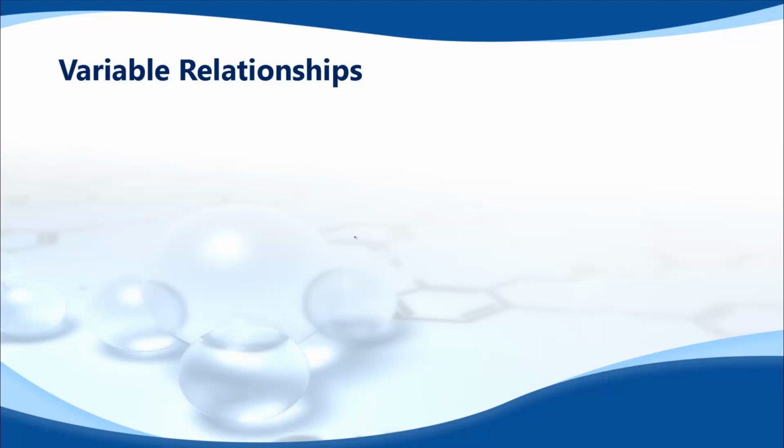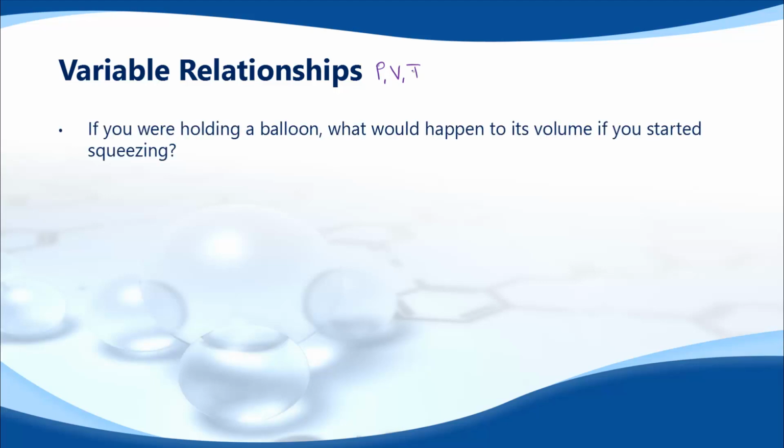So we're going to talk about variable relationships, and the variables that I care about here are pressure, volume, and temperature. So we're going to compare two of these gases. If we change one, what happens to another? So let's say that we have a balloon. If we start squeezing the balloon, what happens to the volume? Well, obviously we would expect the volume to decrease because what's happening here? If we're squeezing the balloon, we're increasing the pressure. So pressure going up causes volume to go down.